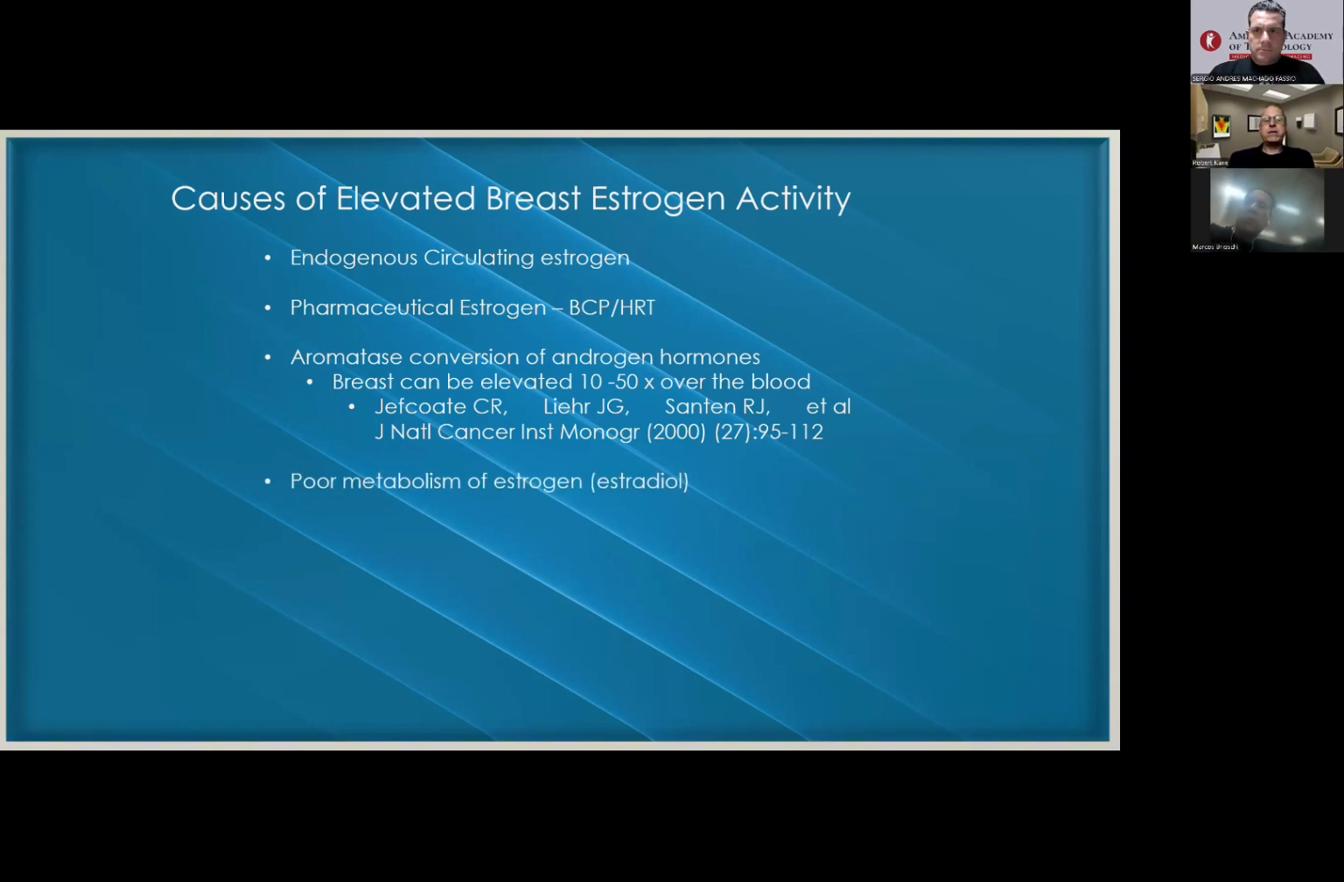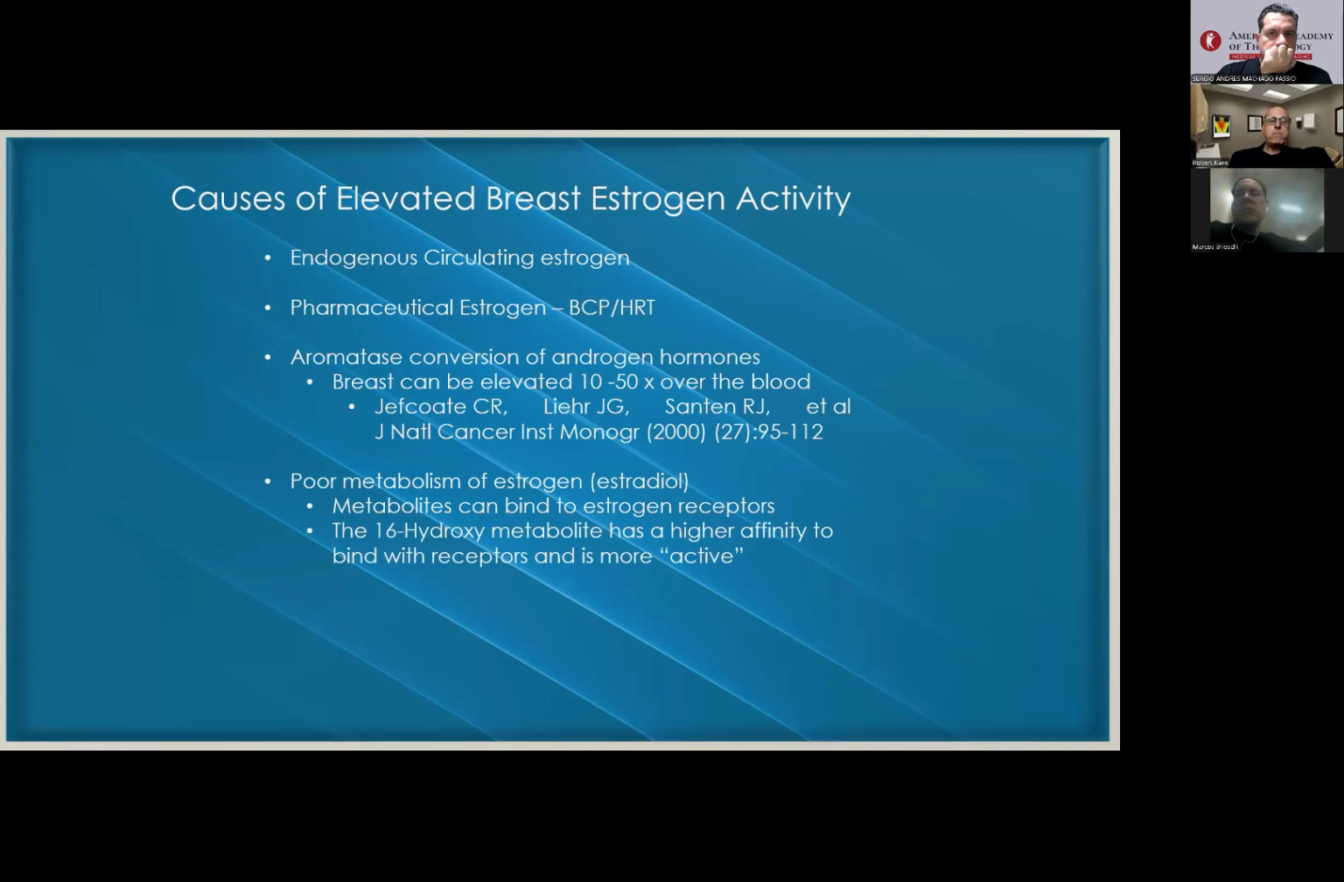Another one we could talk about is poor metabolism of estrogen. Estradiol, which is the most prevalent type of estrogen, has to break down to be metabolized and eliminated by the body. The metabolites themselves can bind to the estrogen receptors and actually simulate the effects of estradiol. Now, one particular metabolite, the 16-hydroxy, actually has a higher affinity to bind with the receptors than estradiol itself. So it's considered more active.